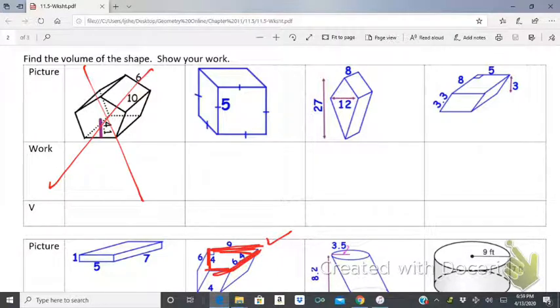Okay? So now if we look at maybe this square one, all of these sides are the same, so this is 5, this is 5, this is 5, this is 5. So it's just going to be 5 times 5 times 5, and we're done. 5 times 5 times 5 is 125. We're all done. Okay? So that's what this section looks like.